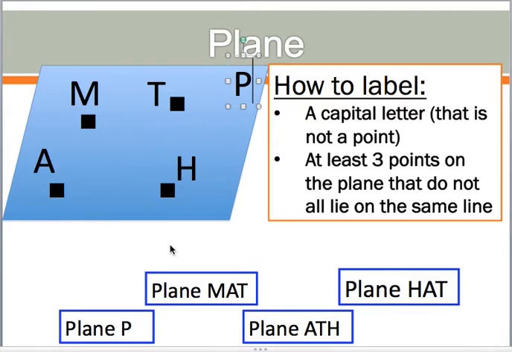Another way we could label this is by 3 of the points that are not on the same line. All right, you can see that you can never connect A, M, and T with one line, and so they're not all contained on the same line. So you can label this plane AMT, plane MAT, or plane TMA, or any variation of those letters. You can also use point H in the mix, so you could say plane MAH or HAM or HAT.